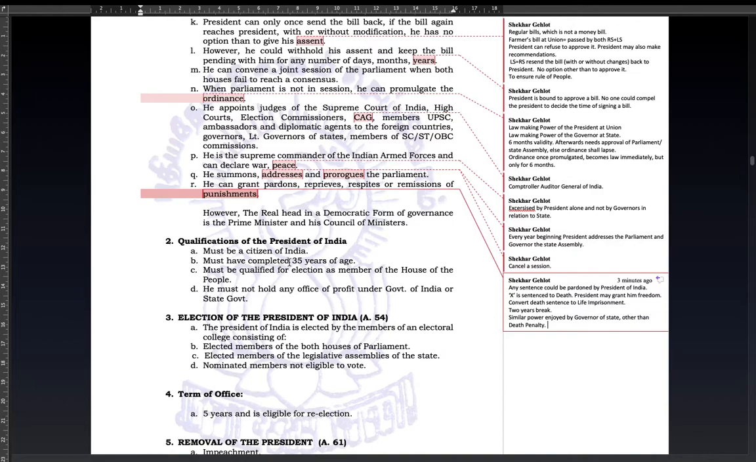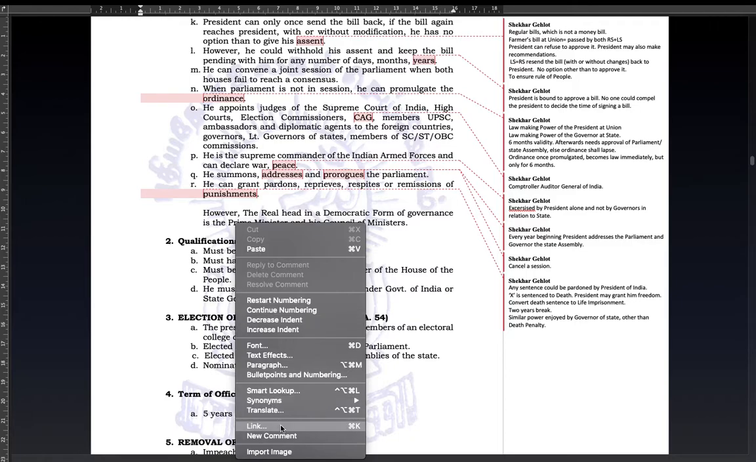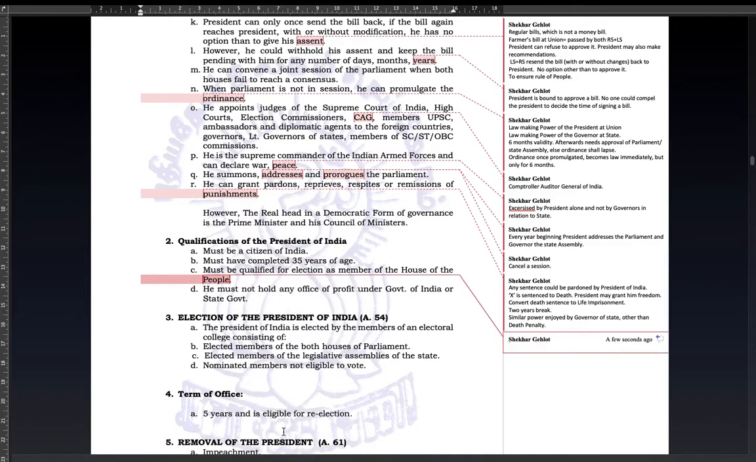Minimum age has to be there because we want a president to be a bit mature and wise person. So 35 years of age, must be qualified for election as a member of House of the People, that is Lok Sabha. He must be qualified to become a member of Lok Sabha. It is not that he must be a member of Lok Sabha. No, he should only be qualified for becoming a member of House of People. He should have qualifications. Okay, not that he should be.